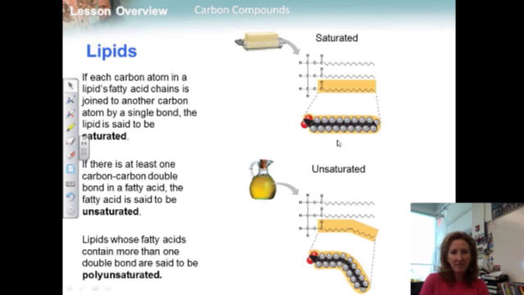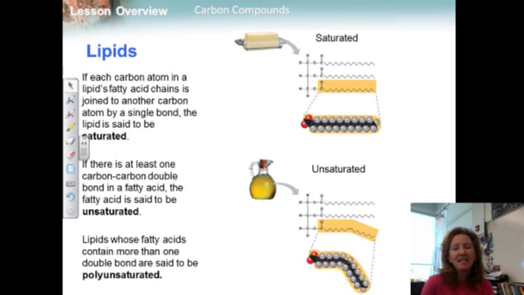If each carbon atom in the lipid fatty acid chain is joined to another carbon atom by a single bond, the lipid is said to be saturated. If there is at least one carbon-carbon double bond in a fatty acid, the fatty acid is said to be unsaturated. Saturated, unsaturated. Lipids whose fatty acids contain more than one double bond are said to be polyunsaturated. Makes sense?